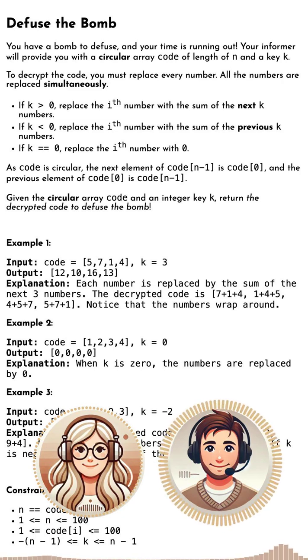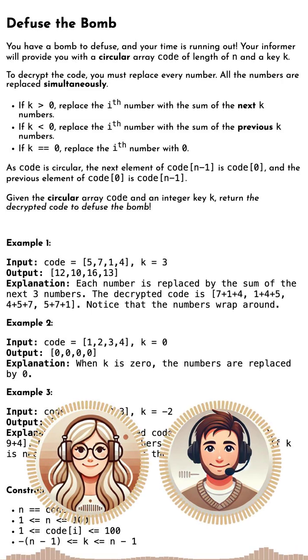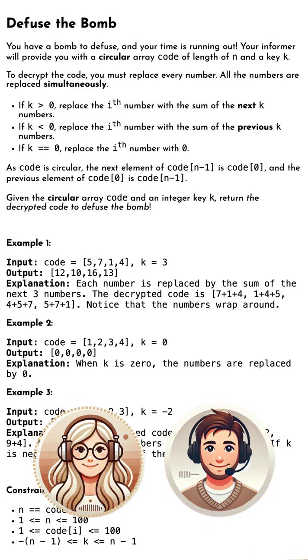Exactly. We have this key, denoted as K, and it basically tells us how many positions to move, either forward or backward, to sum the numbers in the array to get the code. Interesting. If K is positive, you move forward. Negative K, you're moving backward. Okay, makes sense so far. But here's where it gets a little tricky. If K is 0, the entire array just becomes 0. Wow, that's almost too easy.